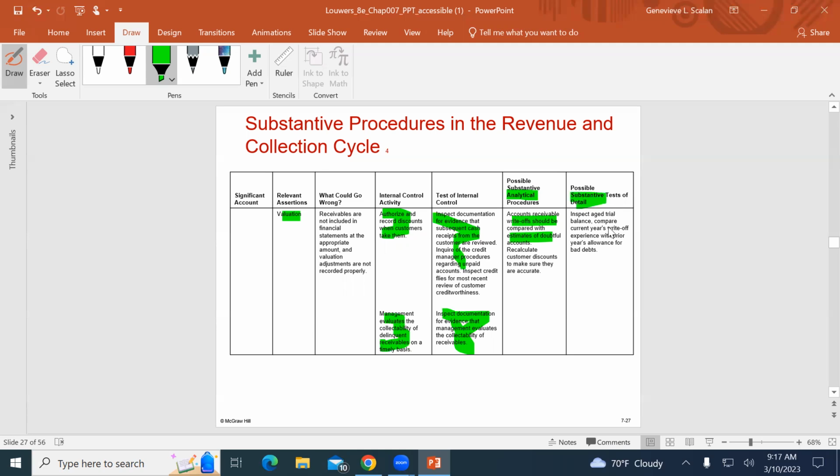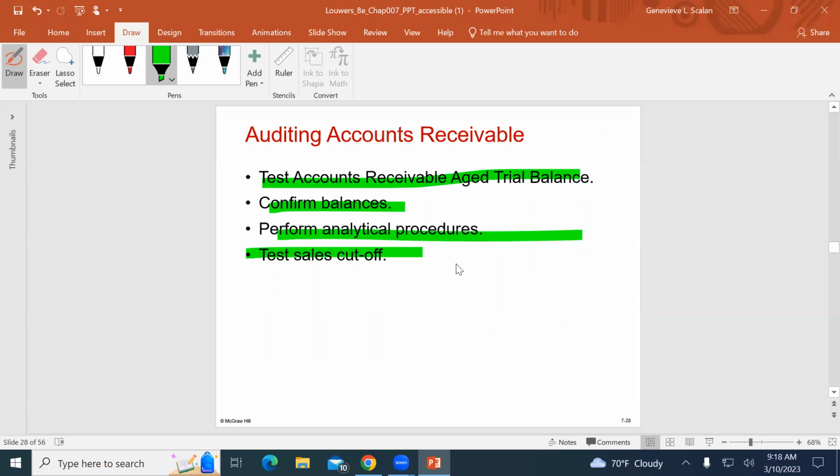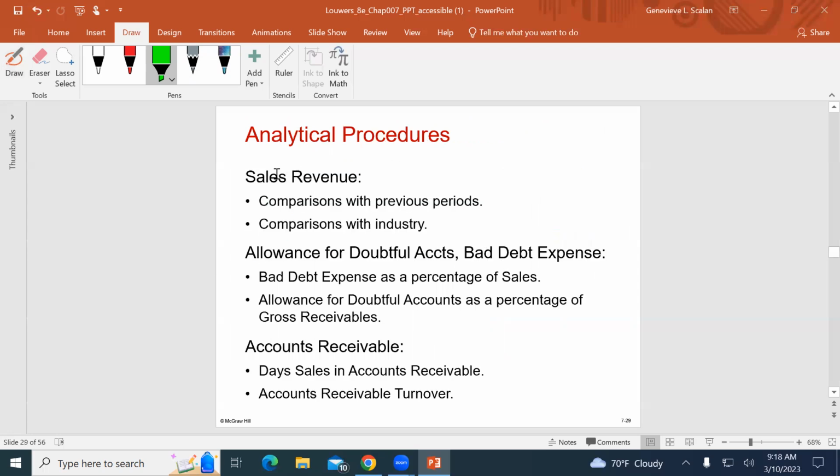Substantive test of details is go get the aged trial balance, compare it to the right. So you're actually comparing document to document. See how they calculated the allowance, get their calculation, redo it, right? So specific tests: test receivables, aged trial balance, confirm balance, perform analytical procedures, test cutoff, right? Analytical procedures we can use. So I've kind of already discussed this, but you can compare with previous periods. You can compare with industry.